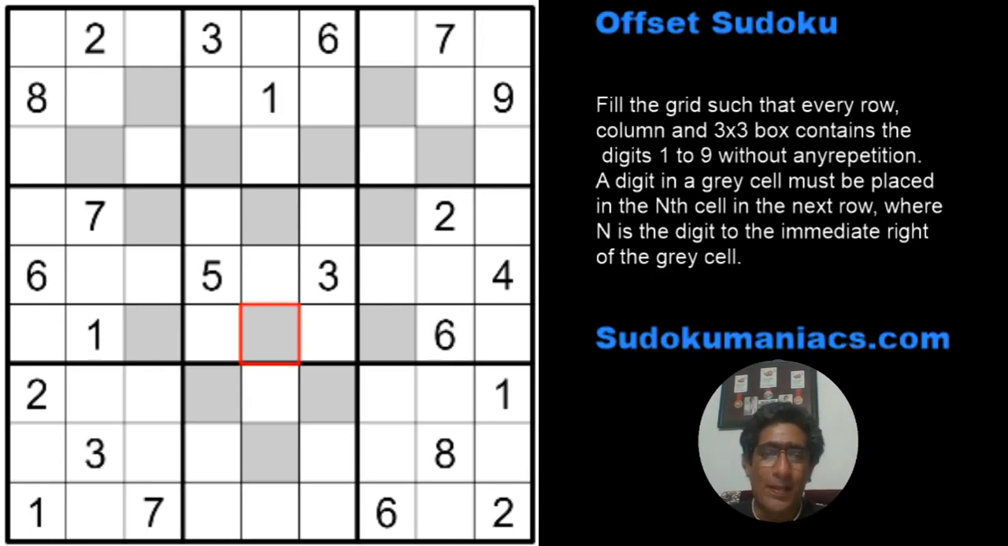But anyway, coming back to the puzzle. So we continue with our series on the World Puzzle Federation Sudoku Grand Prix set that was authored by the German and the Dutch authors. So this is the fifth puzzle, the fifth variant in the series, and this is an offset Sudoku that was authored by Arvid Bars of Netherlands.